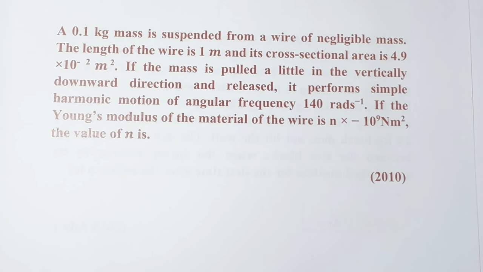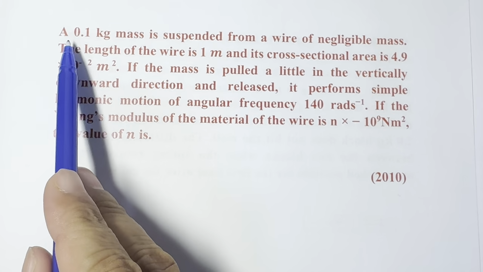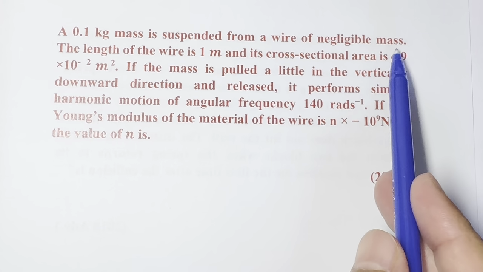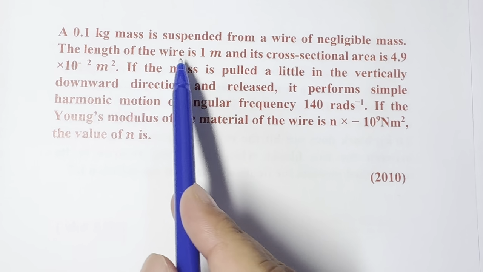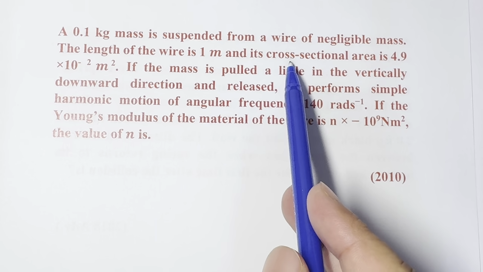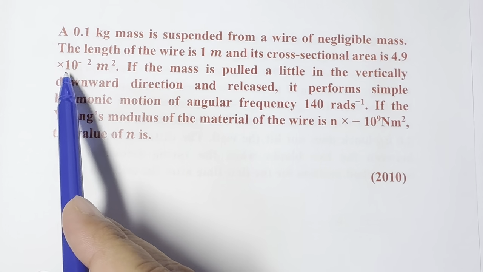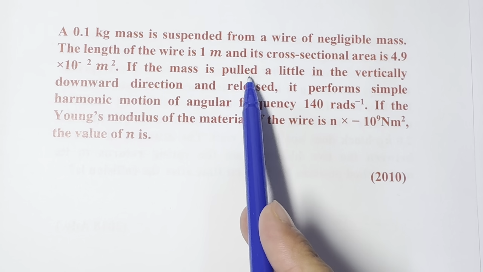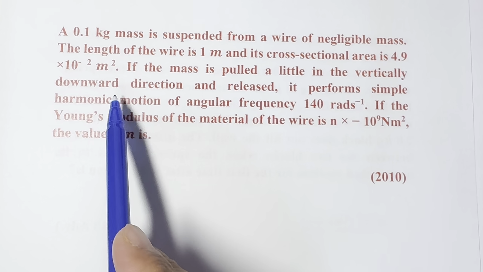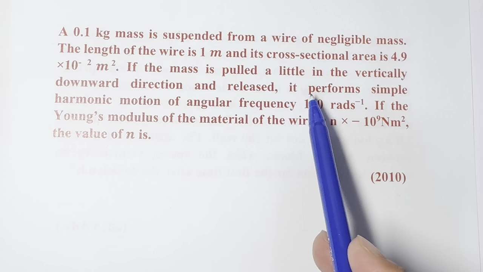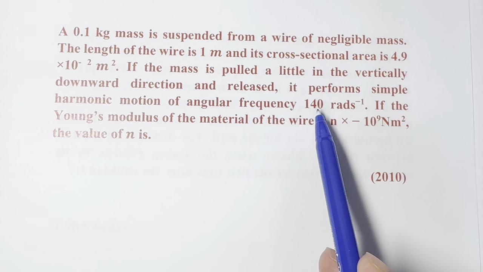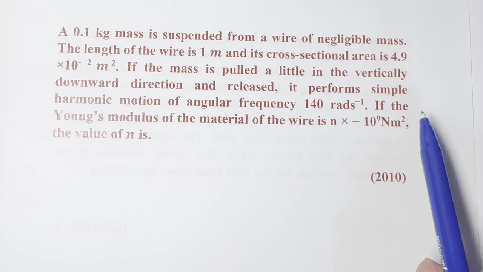Hello friends, today's question. A 0.1 kg mass is suspended from a wire of negligible mass. The length of the wire is 1 meter and its cross-sectional area is 4.9 × 10^-2 m². If the mass is pulled a little in the vertical downward direction and released, it performs simple harmonic motion of angular frequency 140 radians per second.